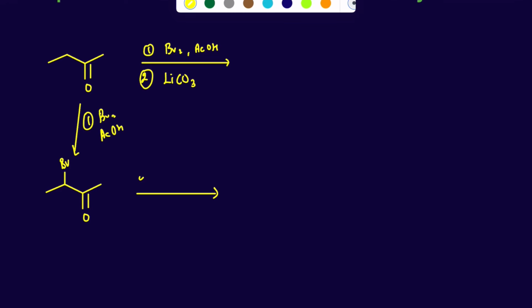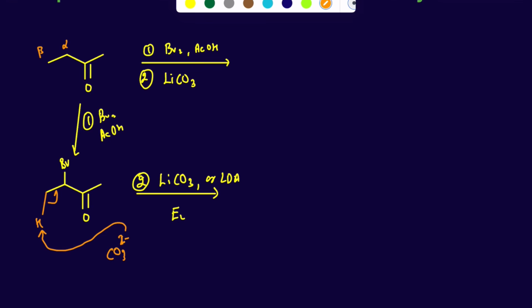For the elimination, I could vary the base. The most common base that's usually used is lithium carbonate, but you can also use something like an LDA. What that does is just an E2, where the base is going to come in and remove one of those protons from that beta position. So remember, this was alpha and this is in a beta position. I can say CO3 2 minus here is going to come in and grab this proton here. This is going to go ahead and create the double bond, and this is going to get kicked out.